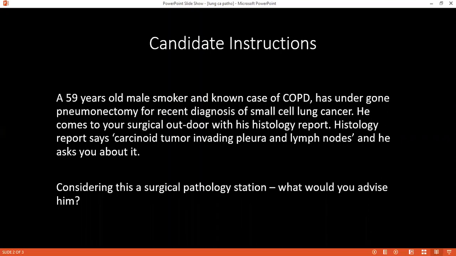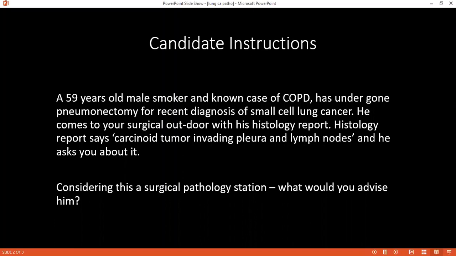Okay, the patient had COPD and then was diagnosed with small cell lung carcinoma. What are the most common carcinomas of the lung that can occur? The common carcinoma is the adenocarcinoma. Of lungs? Of lung. Sorry, ma'am. It's squamous cell carcinoma.